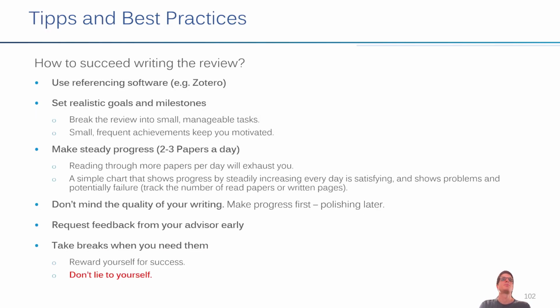So, tips and best practices. We know how to find the research, we know how to present it and discuss it, but is it enough to succeed? Yeah, it can be enough, but some tips might help you anyway to increase the chances. The first and most important one is to use referencing software. For me, Zotero is the choice, but you could use whatever you need or prefer. If you don't, you will get lost. A review always contains a lot of citations and a lot of work, and you need some tool to organize it.